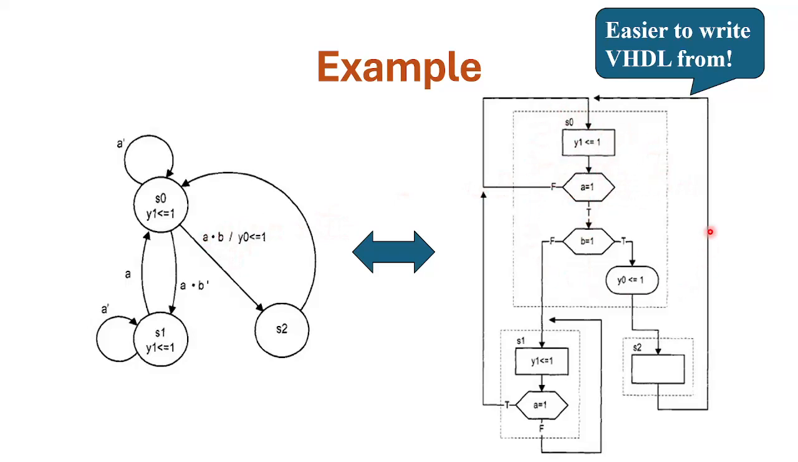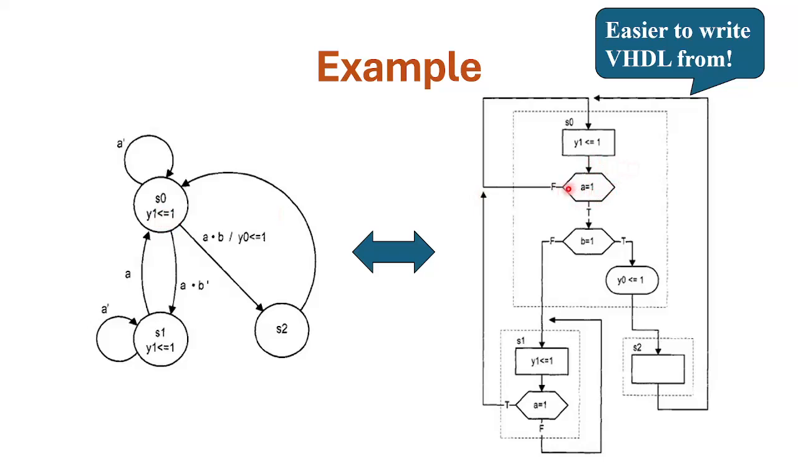So as I was telling you earlier, for every state you would create a block with the same label, the same name. So we have this block S0, S1 corresponding to this state, and S2 corresponding to this state. Let's quickly look at the ASM block S0. Once you enter that, we assign directly 1 to Y1. That is the Moore output, and then we have a check on whether A equals 1.